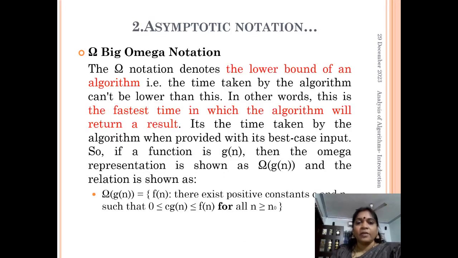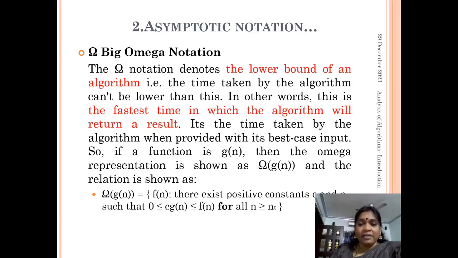So the next notation is big omega. It denotes the lower bound of an algorithm, that is, the time taken by the algorithm cannot be lower than the time we are specifying here. In other words, this is the fastest time in which the algorithm will return a result.